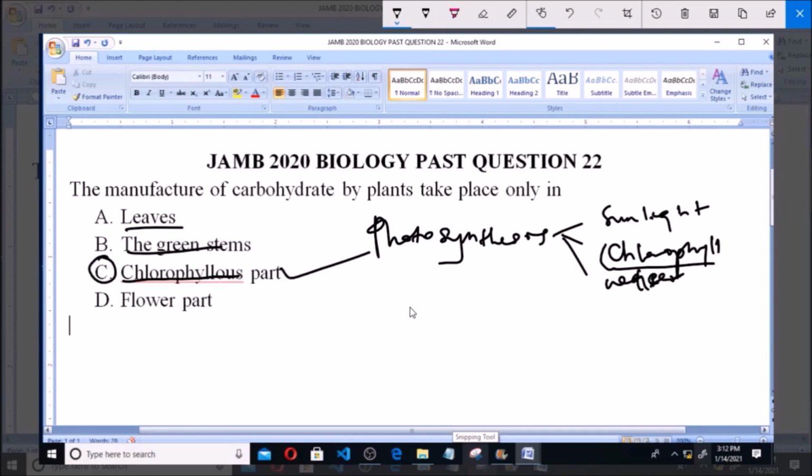That is the part that contains chlorophyll, because in the absence of chlorophyll, photosynthesis will never occur, and photosynthesis is the process by which carbohydrate is manufactured by plants. So chlorophyllous parts undergo photosynthesis, and that makes it the answer to this question, option C.